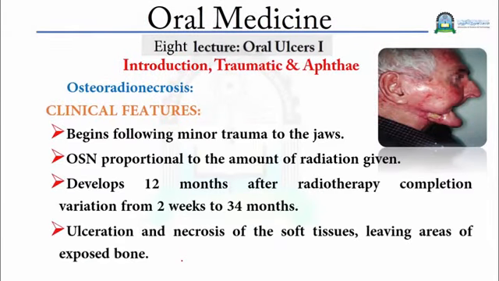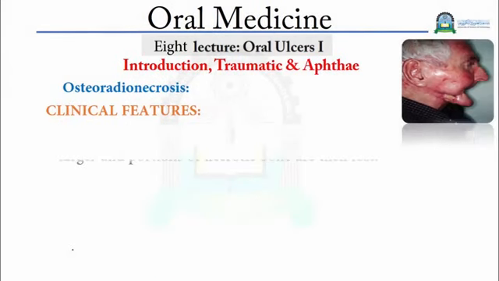Clinically, it begins following minor trauma to the jaws, as we mentioned in the causes. The osteoradionecrosis is proportional to the amount of radiation given. What are the doses that the patient has taken? It develops up to 1 year after the radiotherapy completion, and there is some variation, from 2 weeks to 34 months. There are ulcerations and necrosis of soft tissue leaving areas of exposed bone, and this is very difficult to treat.